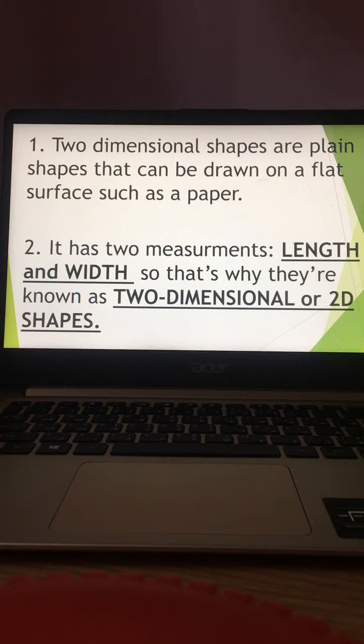So number one, two-dimensional shapes are plane shapes that can be drawn on a flat surface such as a paper. And number two, they have two measurements. We said that two-dimensional shapes have two measurements, length and width. That's why they're known as two-dimensional or 2D shapes. And I already showed you some examples of 2D shapes.